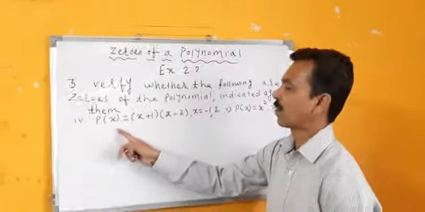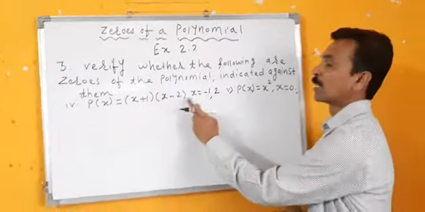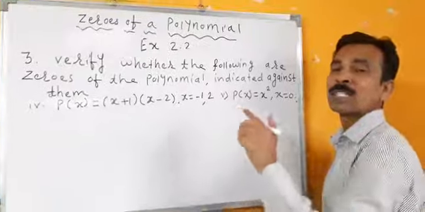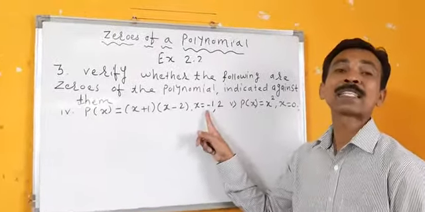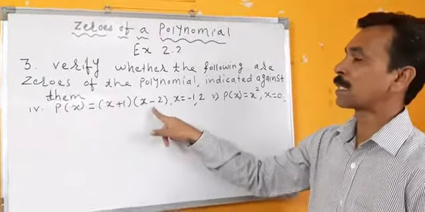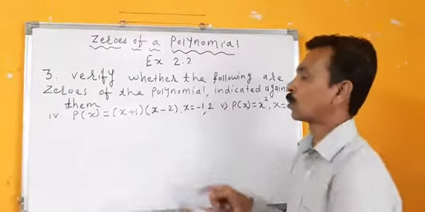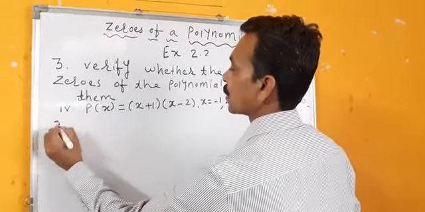Fourth sum is p of x is equal to x plus 1 into x minus 2, where x is equal to minus 1, comma, 2. This means you have to take values of x 2 times. First time you have to take the value of x as minus 1, and again after writing p of x is equal to x plus 1 into x minus 2, you have to put the value of x as 2.